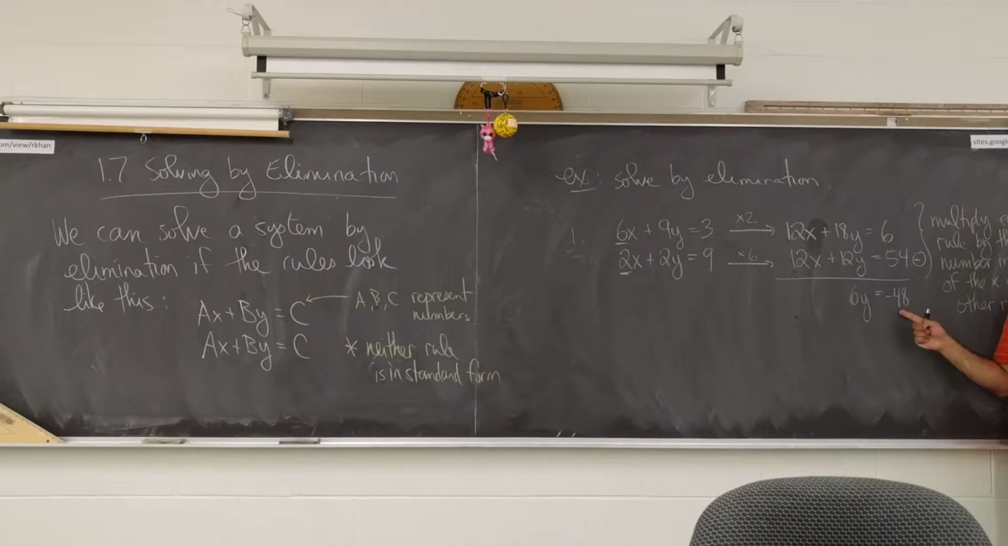How can we get the y? Divide by 6. If we divide by 6, let's go ahead and do that. 6 divided by 6, we get y is equal to negative 48 divided by 6, which is negative 8. That's actually pretty quick.